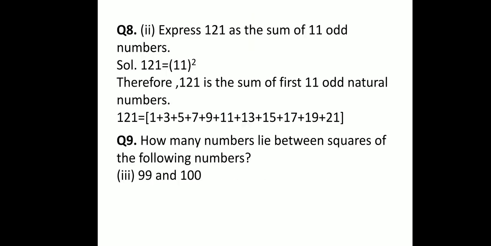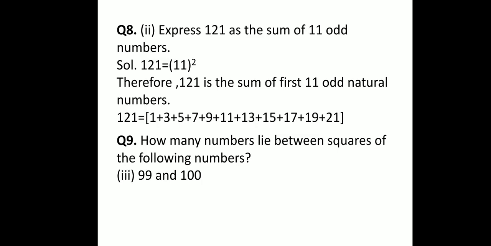Now coming to question number 8. Express 121 as the sum of 11 odd numbers. Now we know the value of n here, that is equal to 11. As we know that the sum of the first n odd natural numbers is given by n square, we will be using this concept again, and we know that 121 is equal to 11 square. So with 11 successive odd numbers, we need to represent 121 as their sum. For example, 121 is equal to 1 plus 3 plus 5 plus 7 plus 9 plus 11 plus 13 till 11 successive odd natural numbers. We need to show that their sum will be equal to 121.